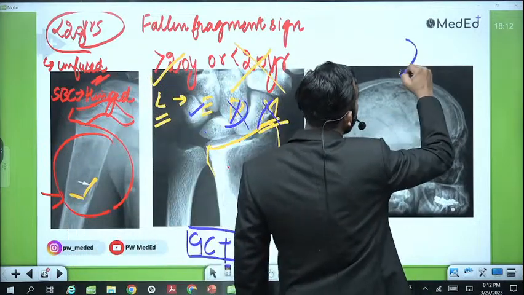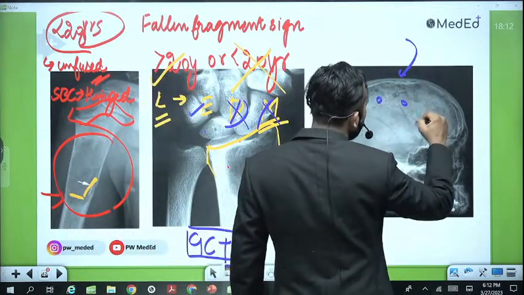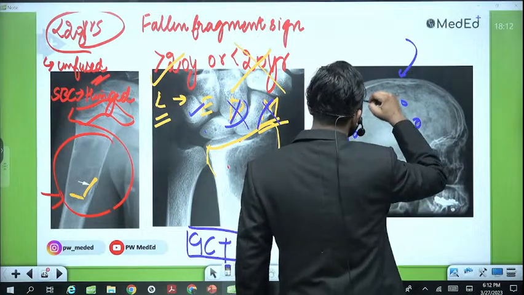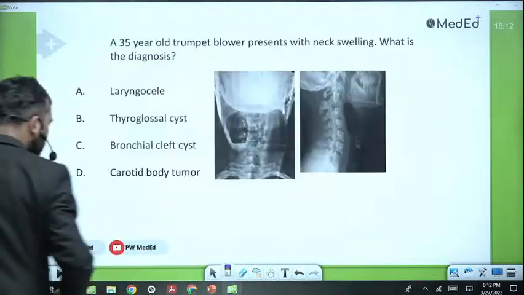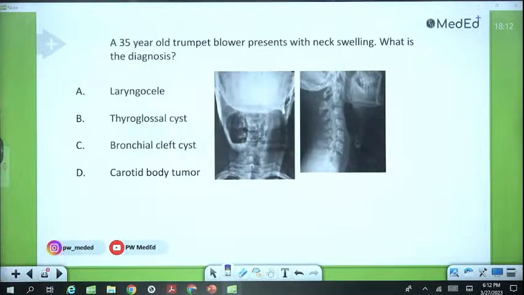And in this case, we can see that there are multiple lytic lesions within the skull. Multiple lytic lesions can be seen within the skull, right?